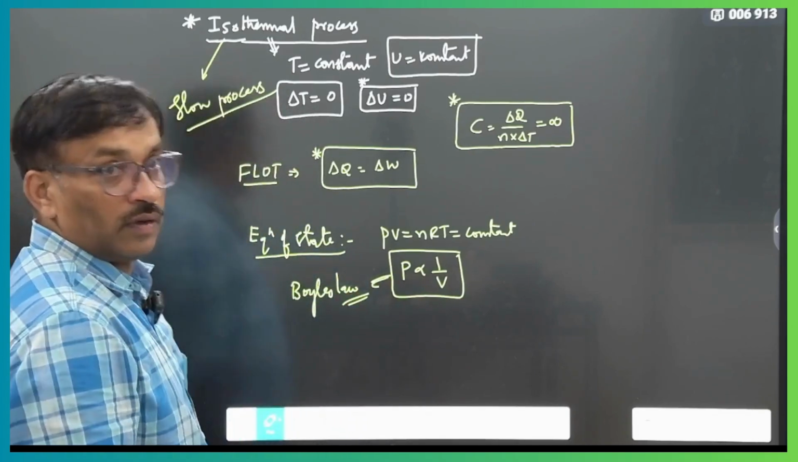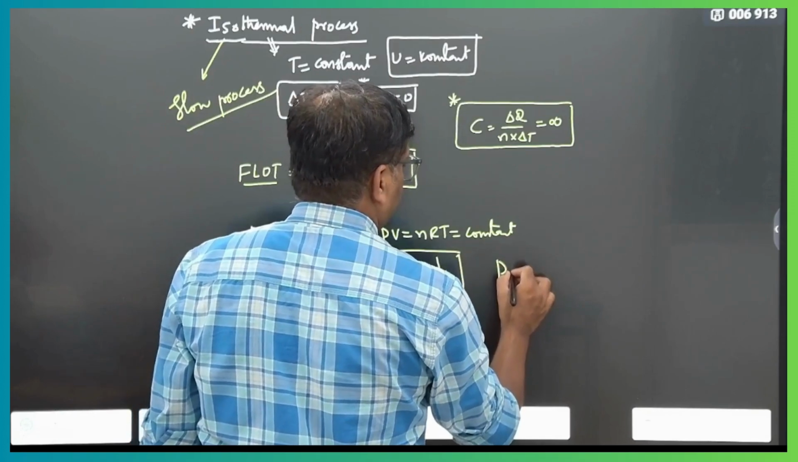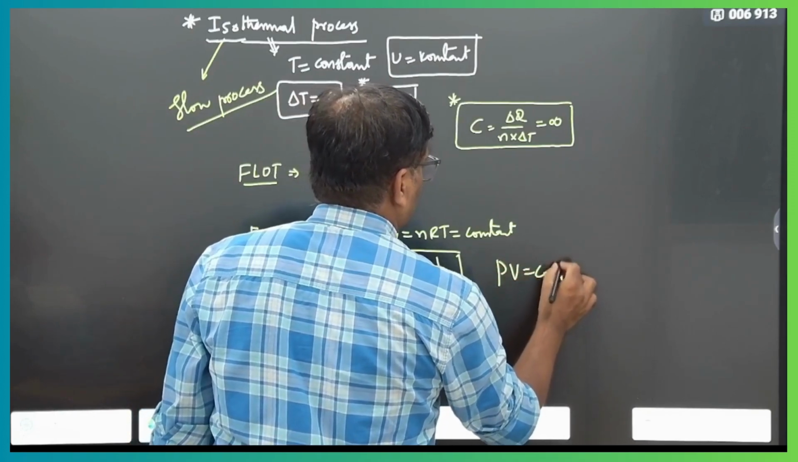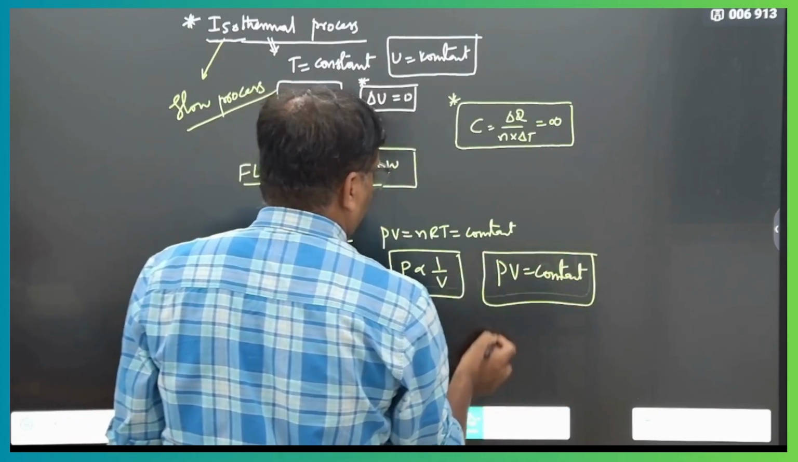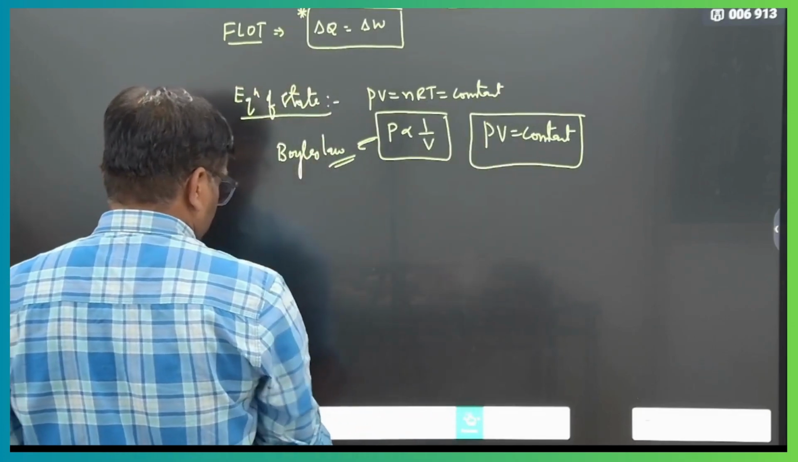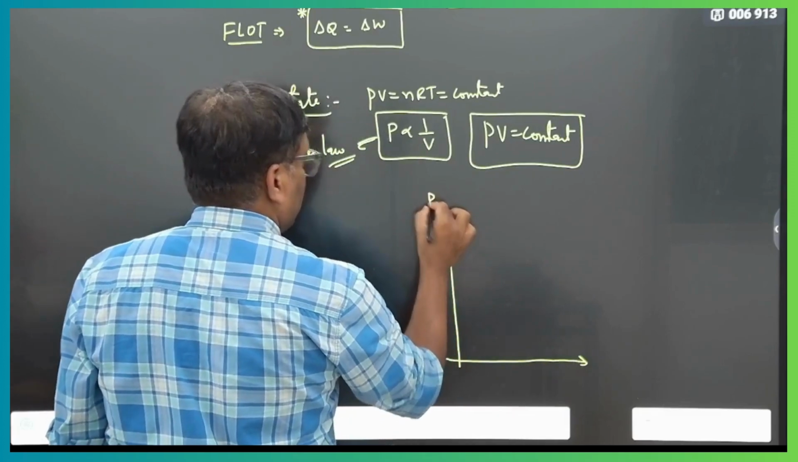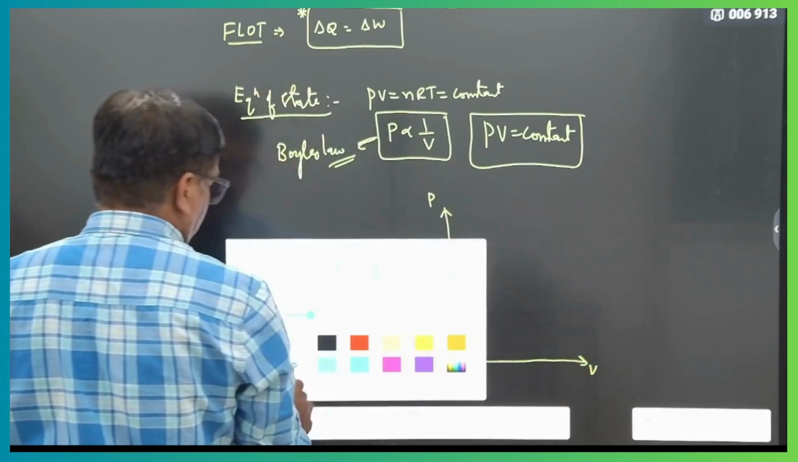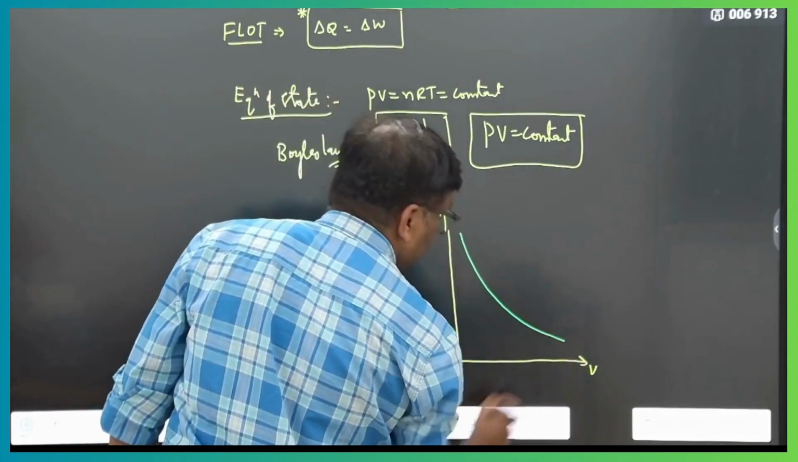Clear? So PV is equal to constant. So how can you draw the variation now? In these graphs, here the pressure, and here the volume. How will the graph be? How will the variation be? It is inversely proportional, which means it looks like this.